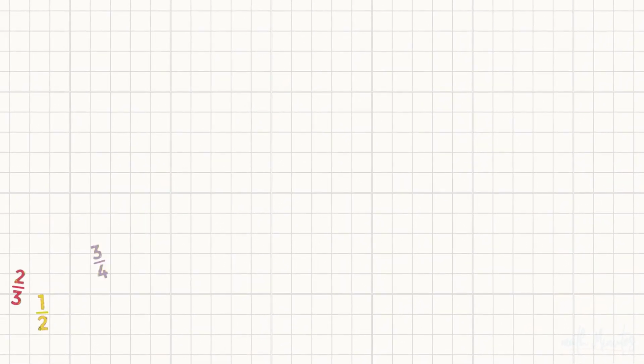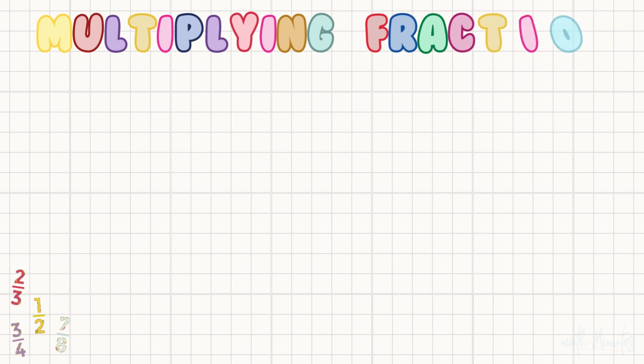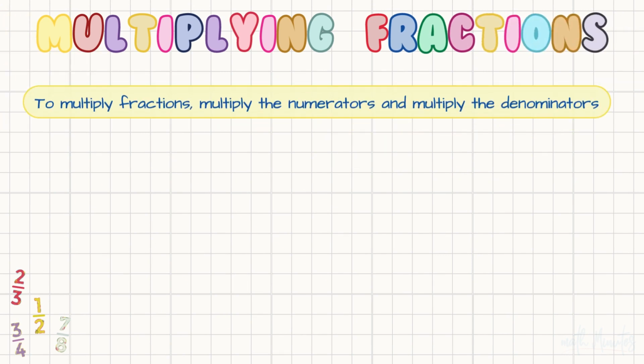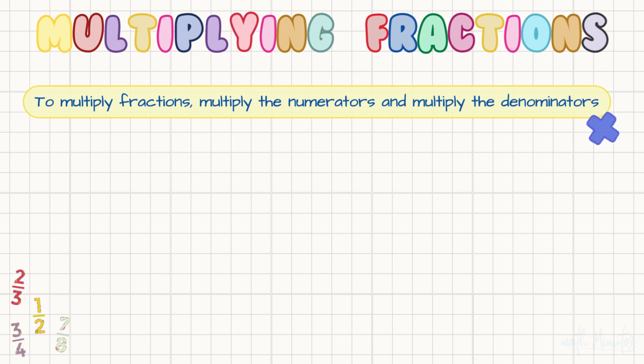Great, now let's talk about multiplying fractions. To multiply fractions, you simply multiply the numerators together and the denominators together. Remember, you're multiplying the parts we have and the parts that make up the whole.